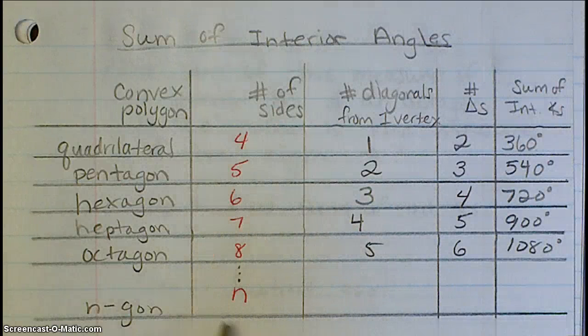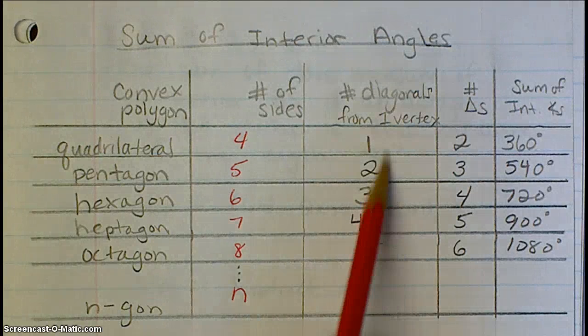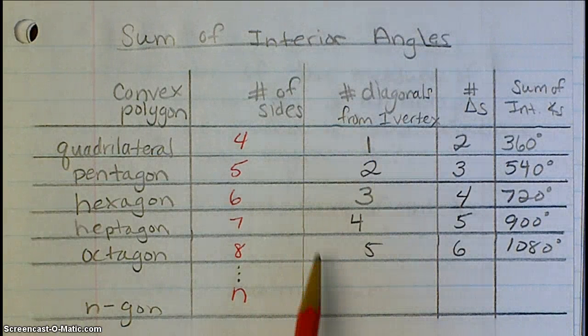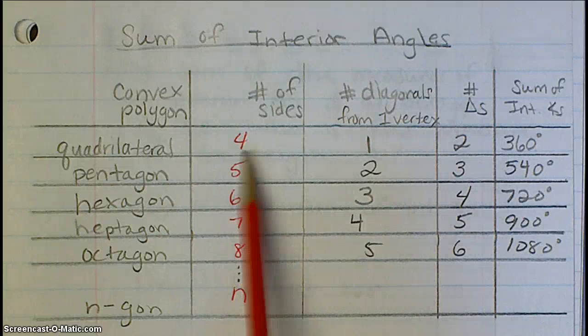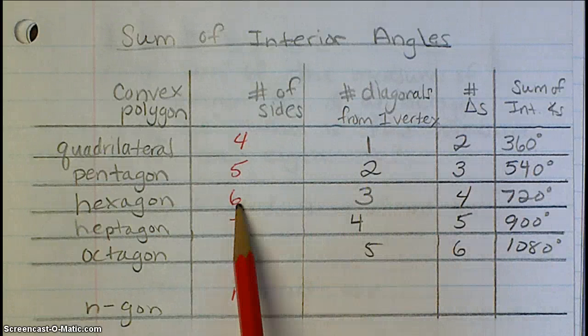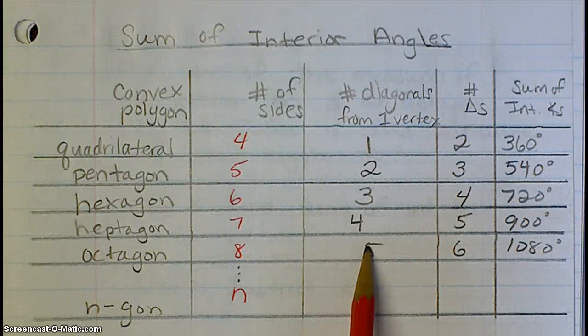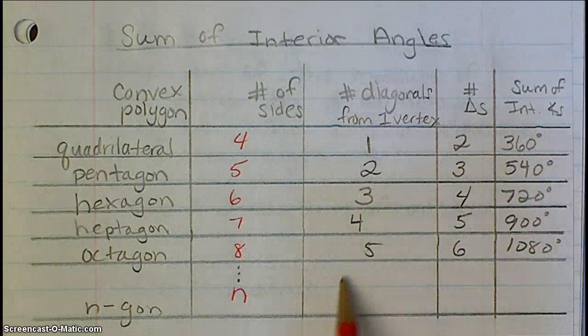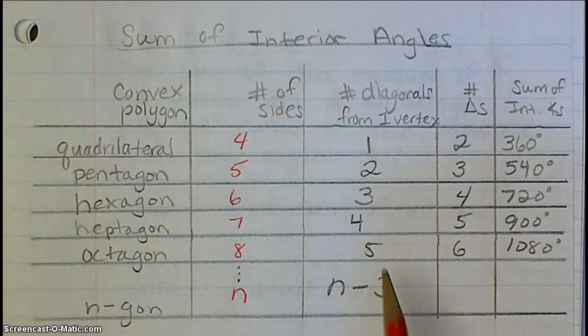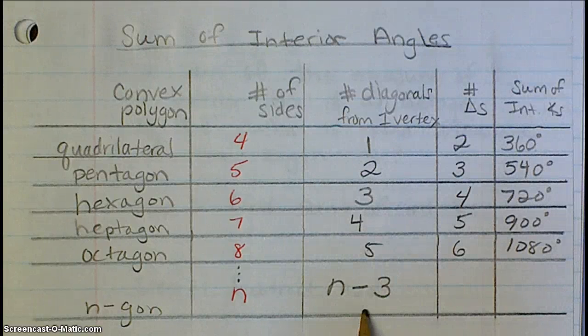Okay, so now what we want to do is see if we can find any relationships. So when I compare the number of sides, remember that's n, to the number of diagonals, can you find any type of pattern from 4 to 1, 5 to 2, 6 and 3, 7 and 4, etc.? Okay, notice how they're all 3 less. So if I want to say the number of diagonals in terms of n, it's going to be 3 less than n, or n minus 3.